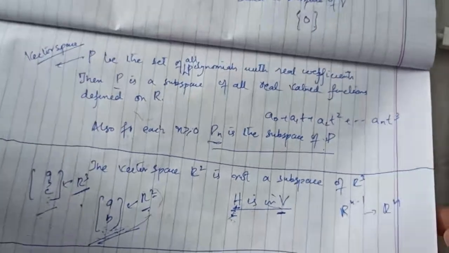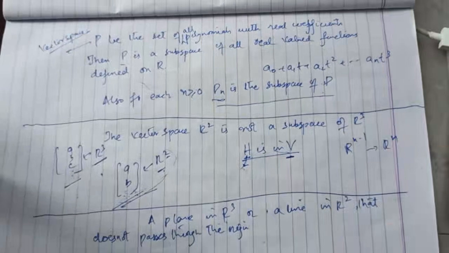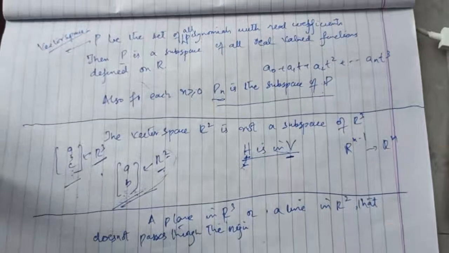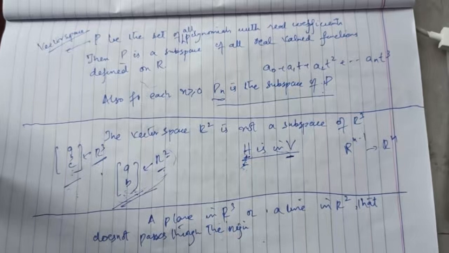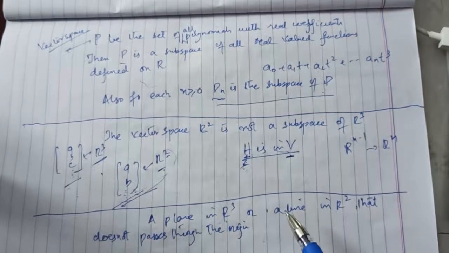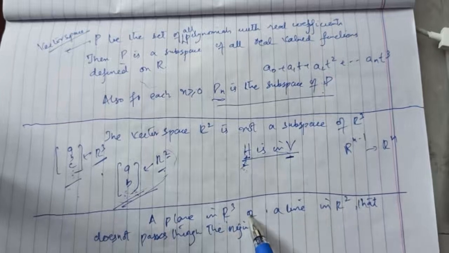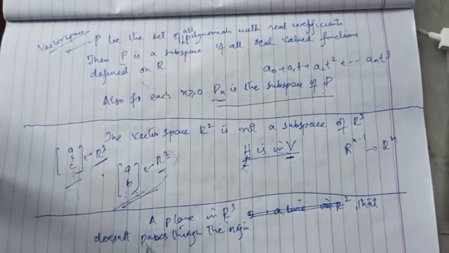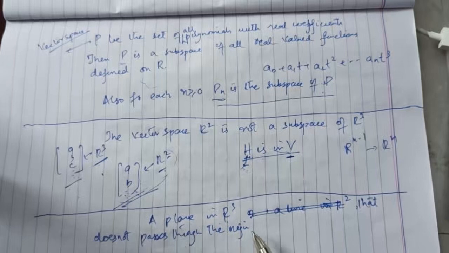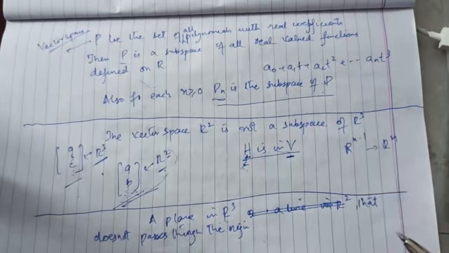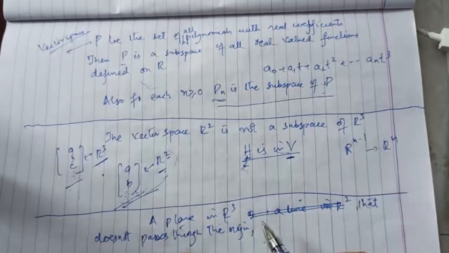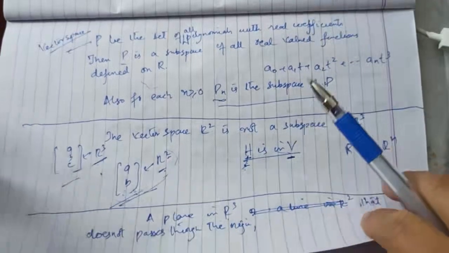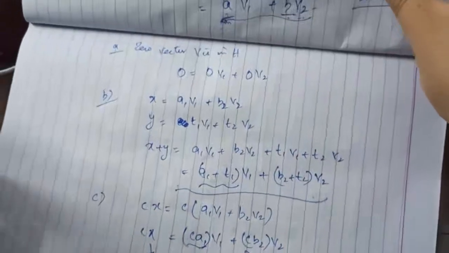So another important observation is that if there is a plane in R cube, or say R square, that is not passing through the origin, it is not a subspace. A plane that does not pass through the origin actually cannot form a subspace, right? It means a subspace has to have a zero vector, given from the first axiom of the subspace, right?